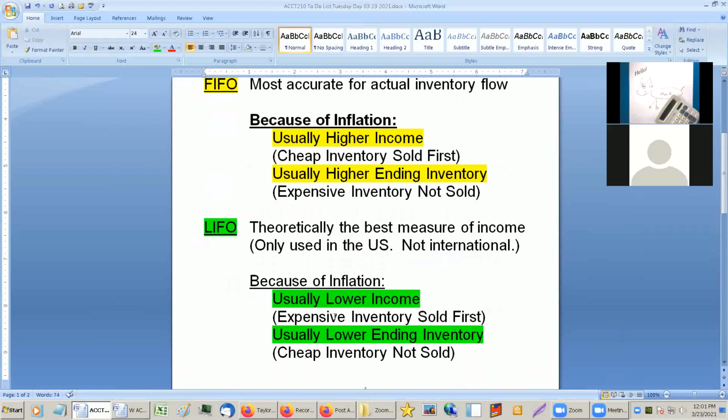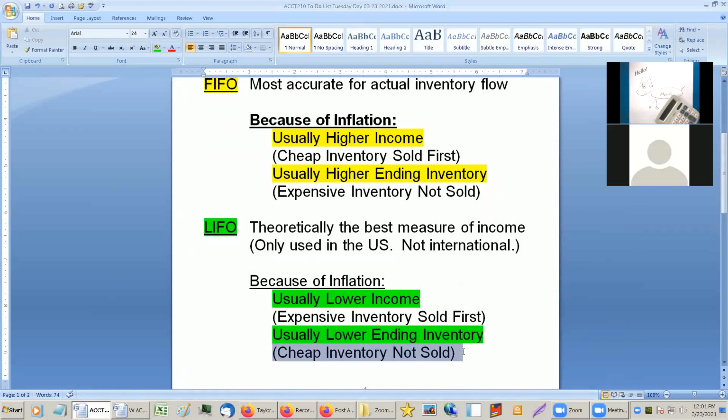LIFO usually has the lowest income. The most expensive ones are the ones you said are sold first. Again, this is the theoretical one. This is not the actual inventory flow, but economists will tell us this is the best one for what your income really is, because it has the most current prices on it. So lower income usually, and usually lower ending inventory.